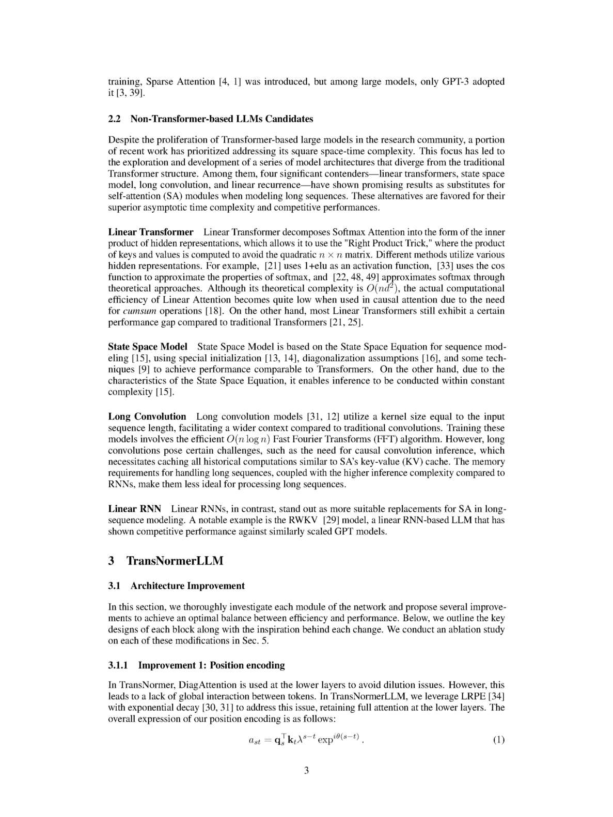The linear transformer is one such model. It breaks down softmax attention into the form of the inner product of hidden representations. This allows it to use the right product trick, where the product of keys and values is calculated to avoid creating a quadratic n by n matrix. Different methods use different hidden representations. For instance, some use 1 plus ELU as an activation function, others use the cos function to approximate the properties of softmax, and some approximate softmax through theoretical approaches.